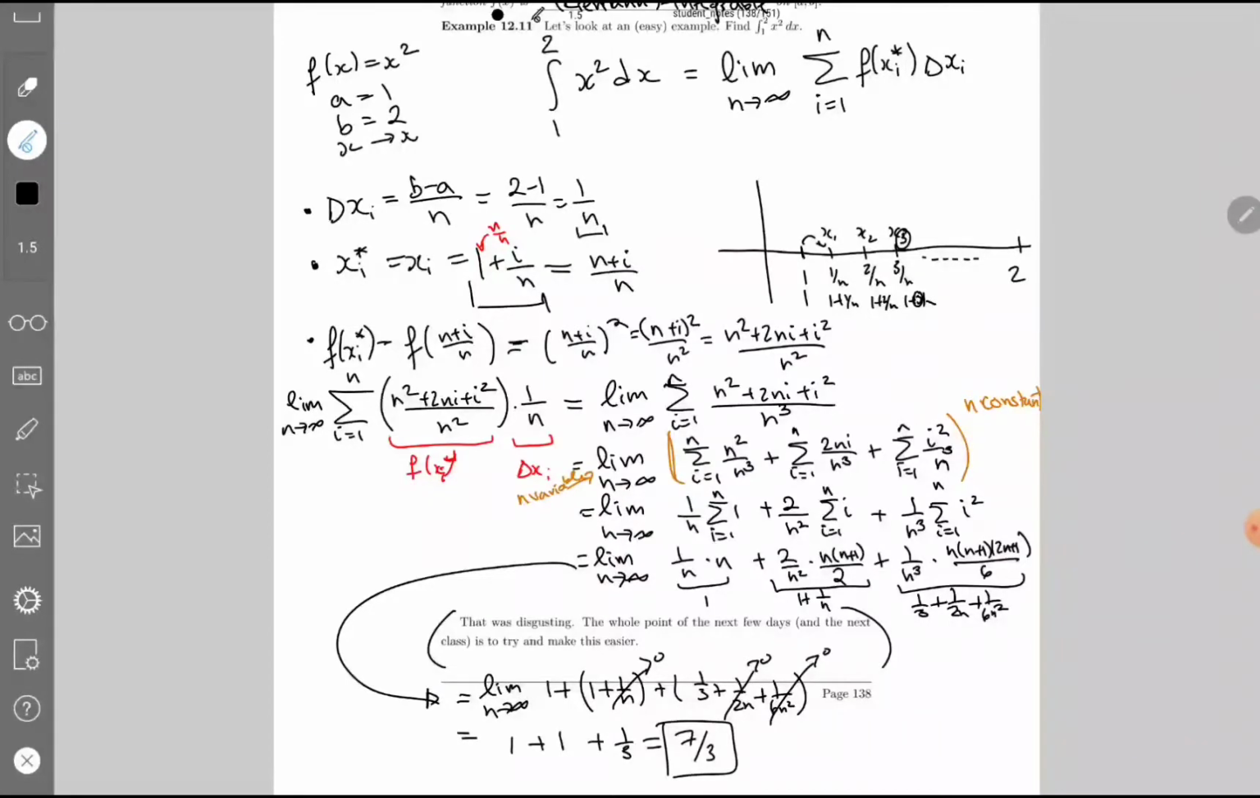As you can see, this is disgusting. The whole point of the rest of today and next week is to figure out how to make these nicer. One thing we can do right off the bat is talk about properties of the definite integral. This notation we call the definite integral.